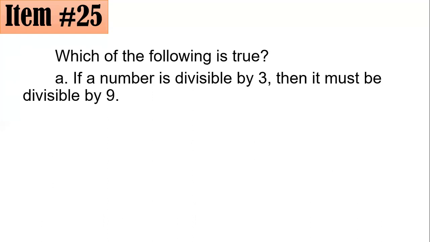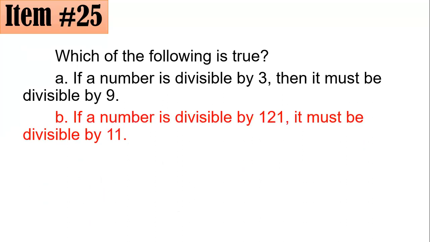If it's divisible by 3, it must be divisible by 9. This is false. How come? Example, 6. 6 is divisible by 3, but not divisible by 9. And B is actually correct. If a number is divisible by 121, it must be divisible by 11.